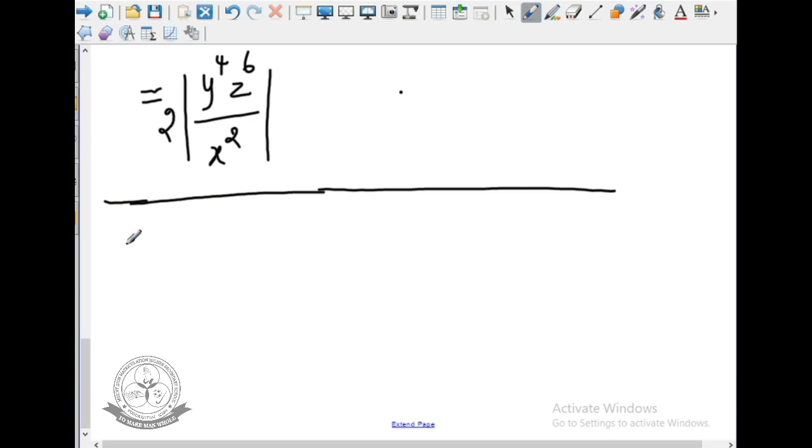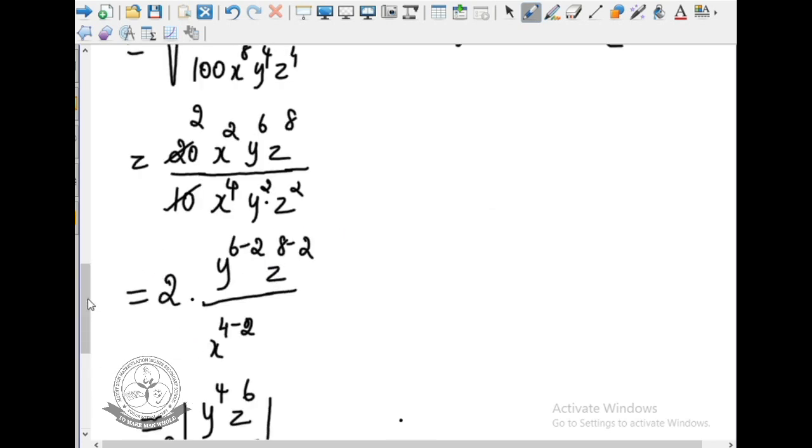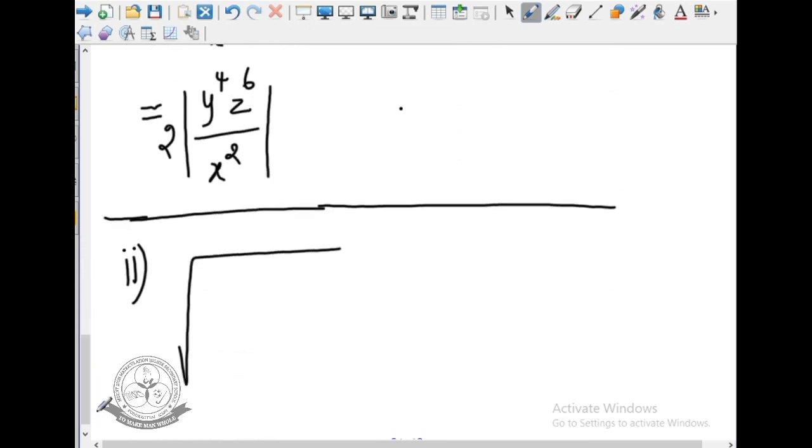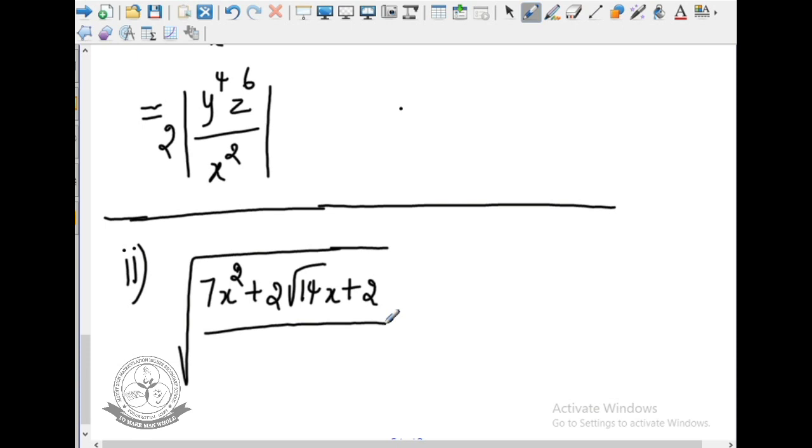Next, second problem. Here we want to find the square root, no? So for that problem, the question itself you should put the square root. Square root of (7x square plus 2 into square root of 14x plus 2) divided by (x square minus 1 by 2x plus 1 by 16).